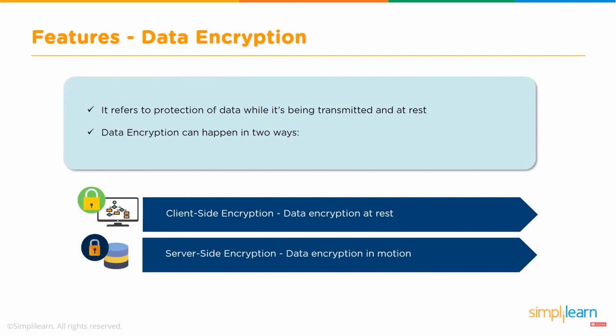Data encryption refers to protecting the data while it is being transmitted and while it is at rest. Data encryption can happen in two ways. One is client-side encryption, encryption at rest, and the other is server-side encryption, encryption in motion. Client-side encryption refers to when the client sends the data, they encrypt the data and send it across to Amazon. And server-side encryption is when the data is being transferred, it gets encrypted and stays encrypted throughout the transfer.